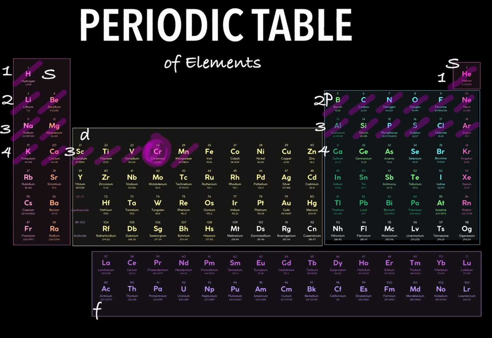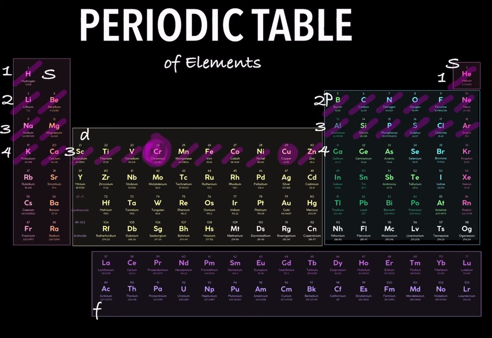Okay, then you go to, again, 3d5, 3d6, 3d7, 3d8, and then this copper is another exception. Again, you're only going to have one from the S, so it's going to be 4s1. It's not going to be 4s2. It's going to be 4s1, 3d10. And again, it's just something that you need to know. And then this goes to 4s2, 3d10.